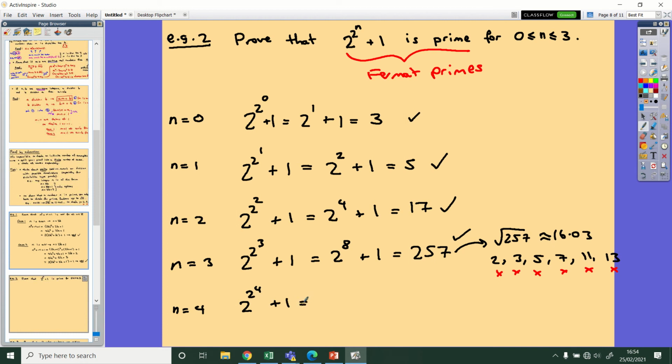So the next one gives you a big humongous number. It gives you 4,294,000,000. Sorry, no, it doesn't. I'm looking at the next case. Give me a second. The next one gives you 65537, and that is a prime. So up until n equals 4, it was believed that this expression is always going to give you a prime because of the evidence that we've got at the beginning.